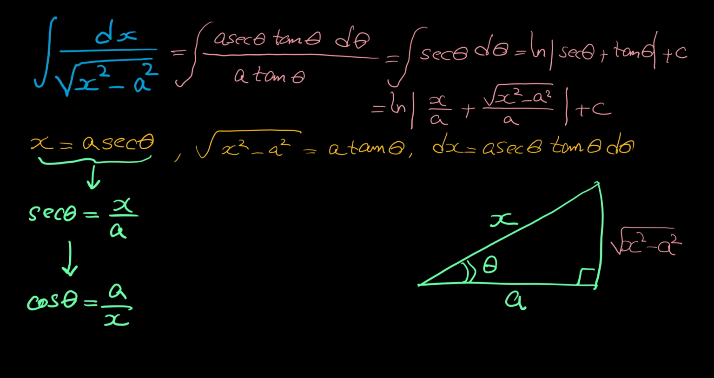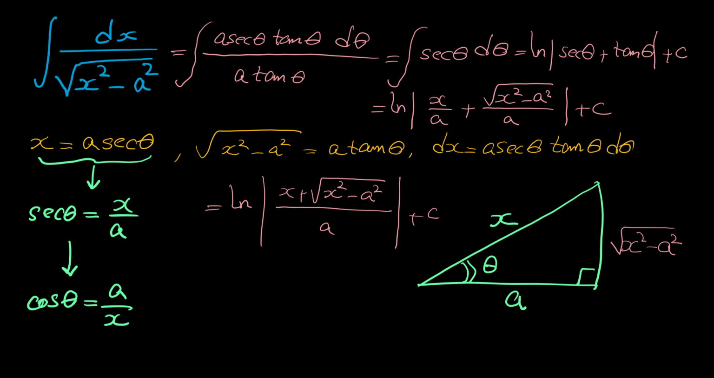So this process is not necessary, but it's good to see this process. First, note that in these two fractions here, the denominator in both of them is a. So we can write them as a single fraction: ln of x plus radical x² minus a² over a.